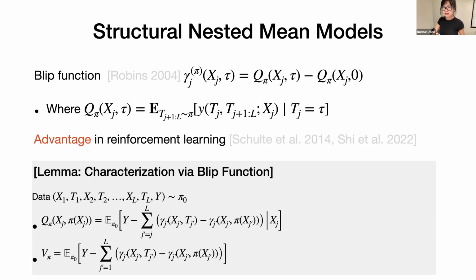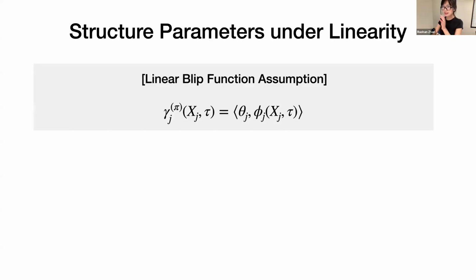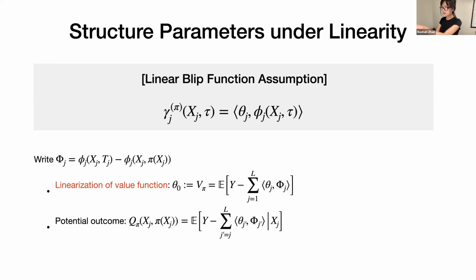Okay, with that, the second assumption, a very essential assumption we are trying to impose here, is a linear blip function assumption, which basically says that the advantage or the blip function can be represented in some linear way for some known feature mapping phi J here. If we have this notation, then the Q function or the value function can be written in a very concise way. Here theta J is essentially the treatment effect at stage J, and phi J is the feature mapping we know of the current state and current action.